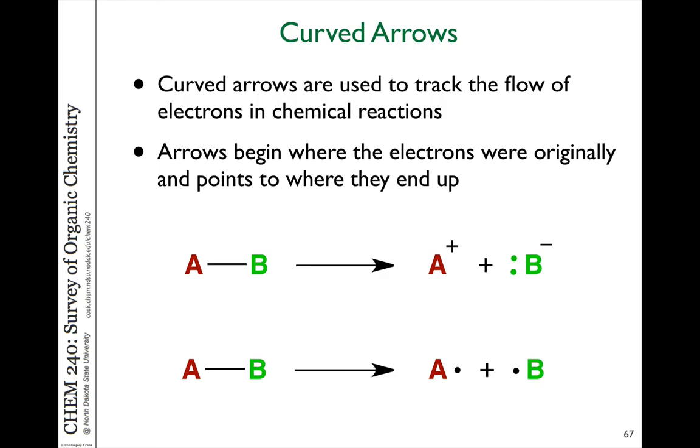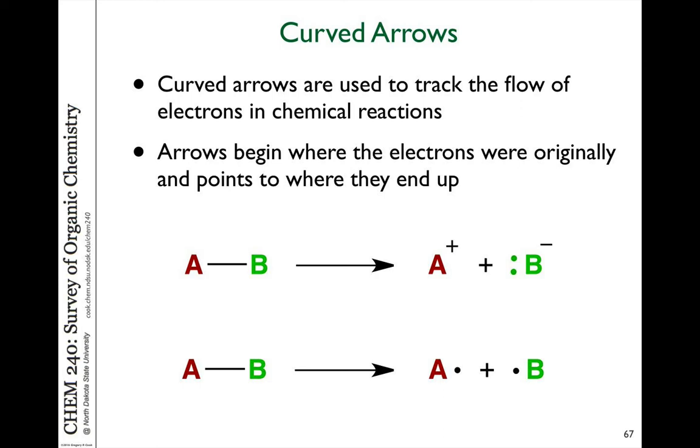When we talk about reactions, we also use arrows to indicate electron flow, what we refer to as curved arrows, and you've seen me use this a little bit already. So if we think about a couple of reactions here, we can do a couple of things.